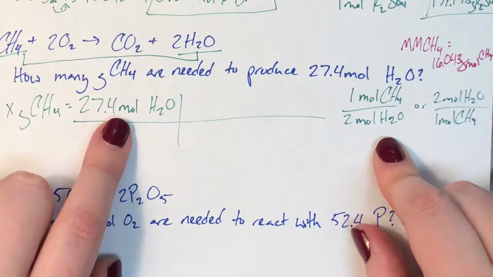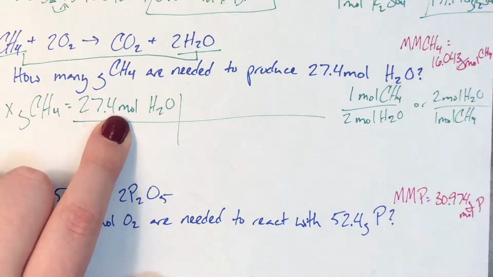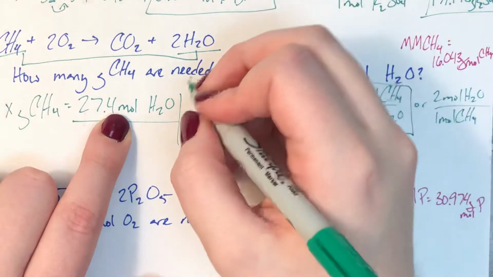Okay, I see that I'm in moles of H2O, which means it's appropriate for me to use the mole ratios now. I just need to pick the mole ratio that actually has moles of H2O at the bottom. It's going to be this first version. I'm going to plug that in.